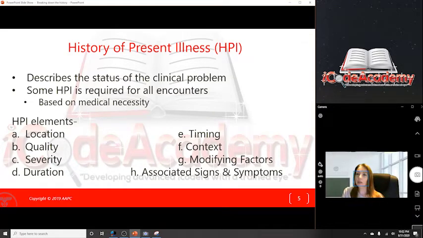So let's look at the 8 HPI elements that you can find within the documentation. The first one is going to be the location. Next, we have quality, severity, duration and timing, as well as the context, modifying factors, and lastly, our associated signs and symptoms. So let's look at each one of those individually and describe what they are and some examples that we might see.